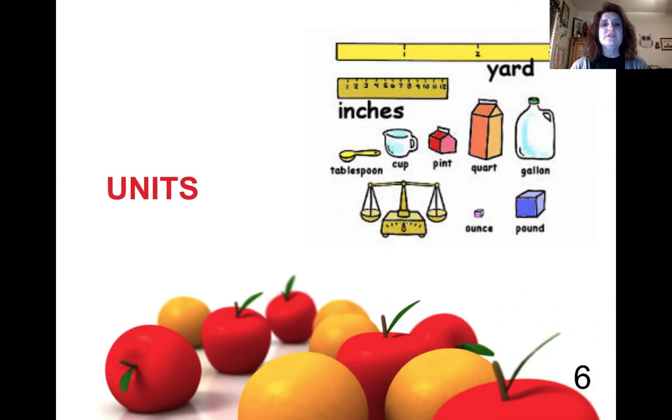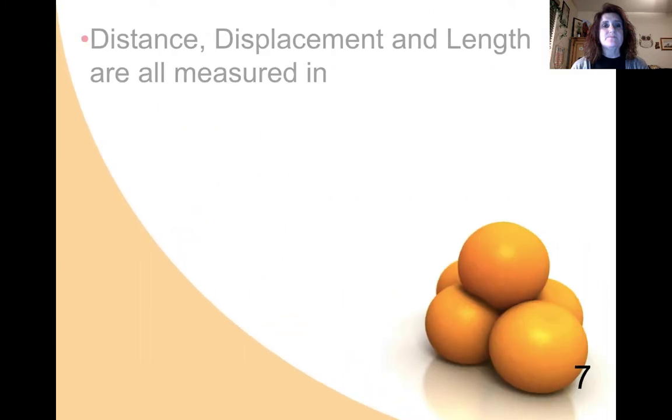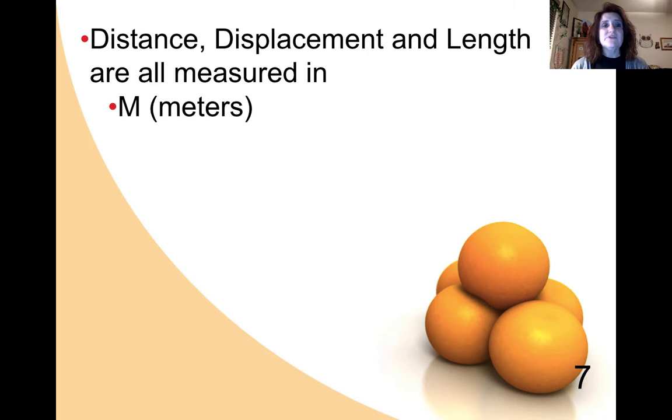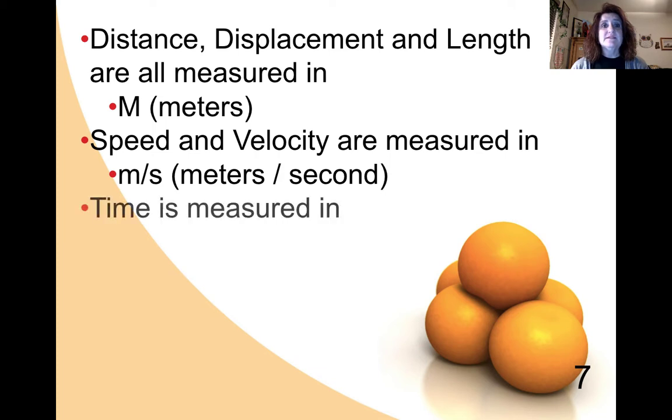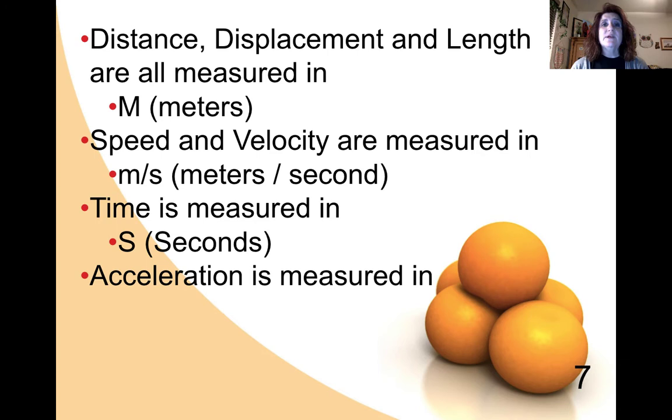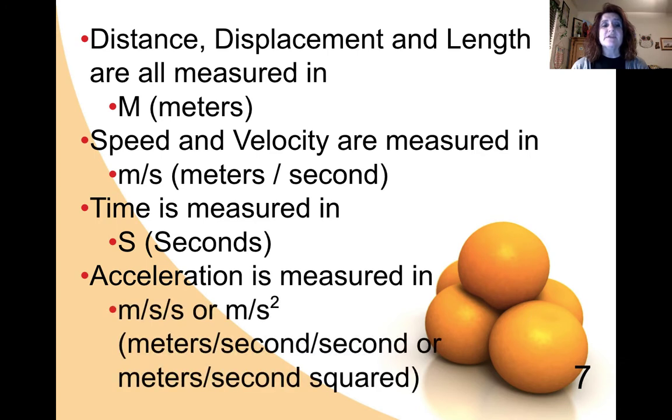Now let's look at the units for those. Distance, displacement, and length are all measured in meters. Speed and velocity are both measured in meters per second. Time is measured in seconds. And acceleration is measured in meters per second squared, or the abbreviation sometimes you'll see is m/s².